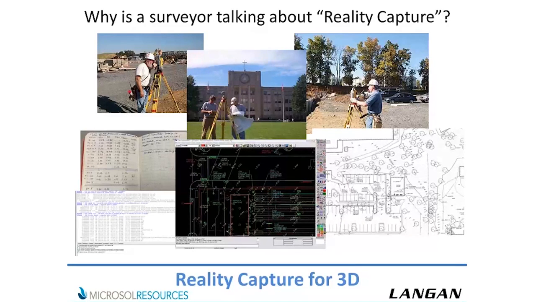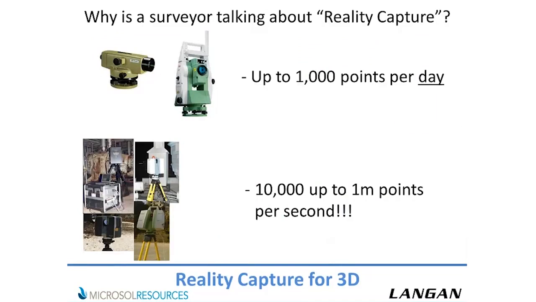So fast forward a couple of years, and scanning comes out. About 10 or 12 years ago, we really saw scanning coming out as a tool that was pushed by a lot of hardware manufacturers. And this was the big selling point: traditionally you're getting up to 1,000 points per day, if it's, like I said, a very long day. All of a sudden these scanners are coming out and getting 10,000 points. And nowadays we have scanners that get 1,000,000 points per second. So just imagine that as a surveyor: wow, I can get 1,000,000 points a day.